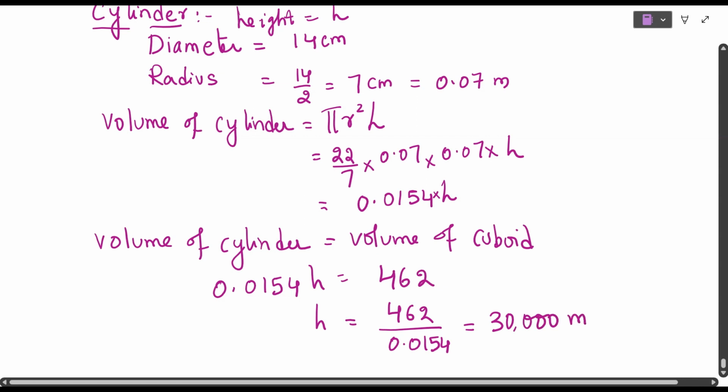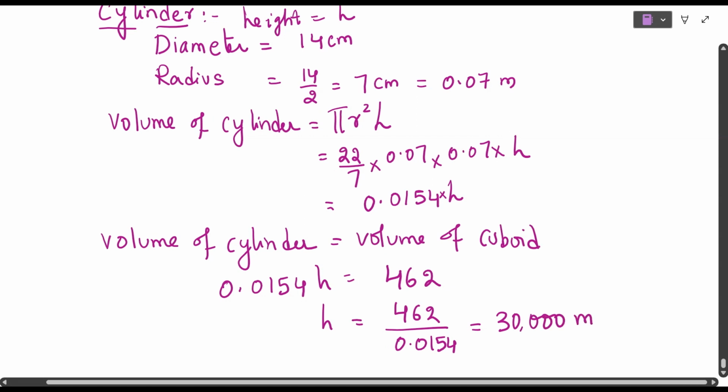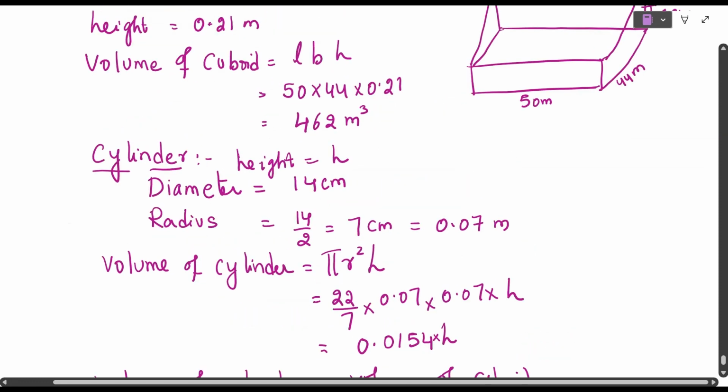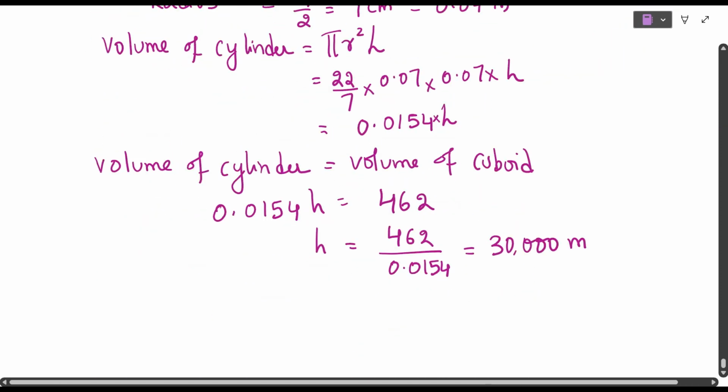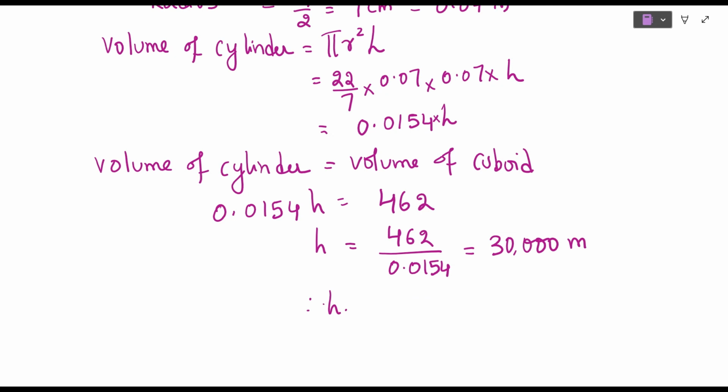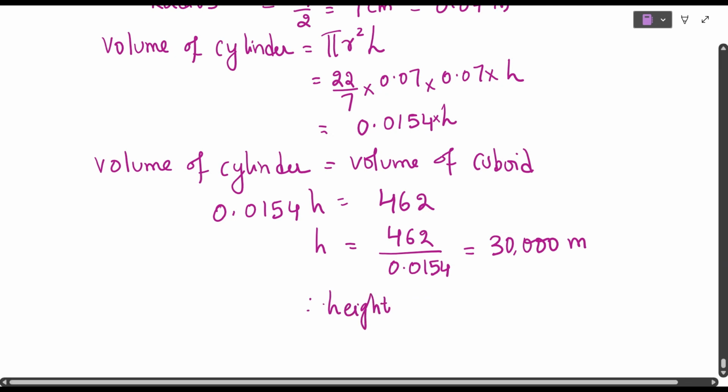That is equal to 30,000 meters. Everything we have calculated in meters, isn't it? So try to write it in kilometers. Therefore, what is the height of the pipe? Height of pipe will be equal to 30,000 meters. That is nothing but 30 kilometers. Understood?